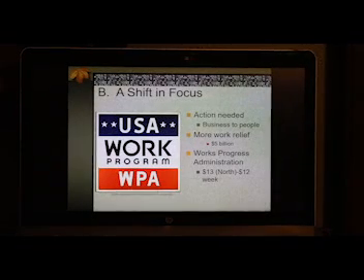Okay. A shift in focus. Now, Roosevelt felt he had to take action against these new populist threats that were rising up, so he changed his focus from business to giving relief directly to people.